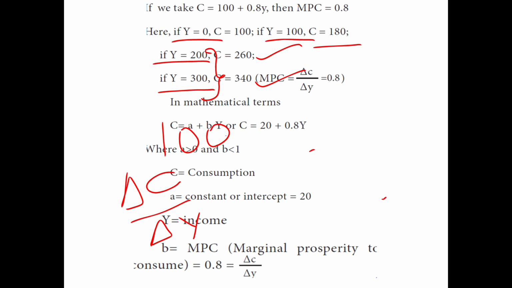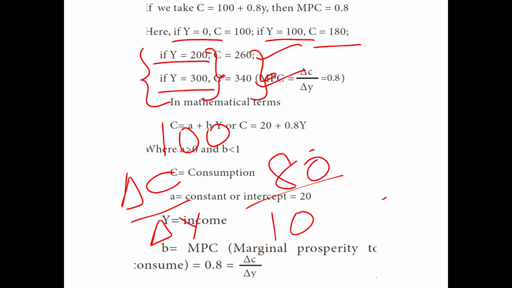Where you have to minus these two. When you minus these two, you get 80. What is your income change from 200 to 300? So 80 divided by 100, okay, so you will get 0.8. This is how you calculate this MPC as such. That's how we have got 0.8 as such.